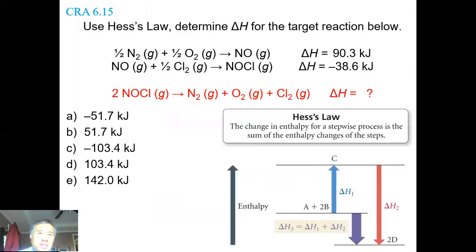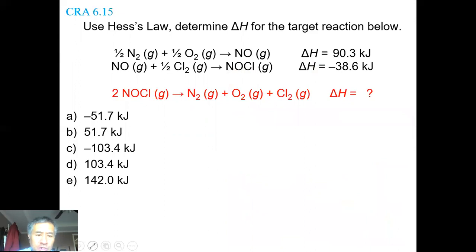Okay, so now for this CRA 6.15, you will do the same process. You want to find the delta H for this equation. In this equation, you have NOCl. These are the two equations, you have delta H, and this second equation gives you NOCl. But there are two problems. One is the location, the other one is the number. So you have to think about how you manipulate these two equations. You can give them a number. Probably you can call this equation one, and this is equation two.